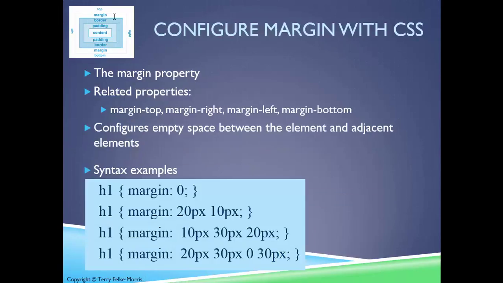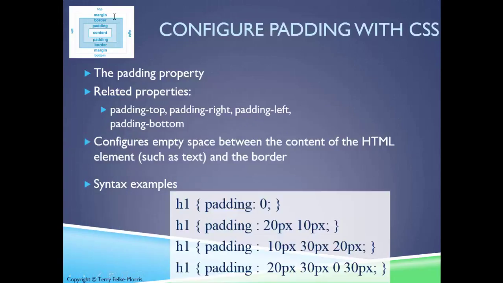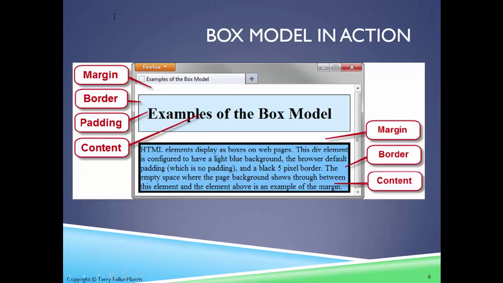So here we're configuring margin with CSS, and here we're doing padding with CSS. And notice, as always, what she's done here is she puts that in the background. So again, padding and margin. There's an example of the box model in action. I showed you other examples of the box model in action, including that 3D model.